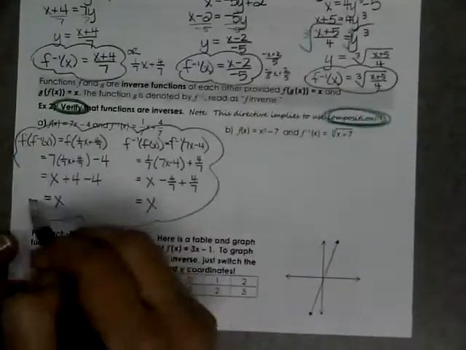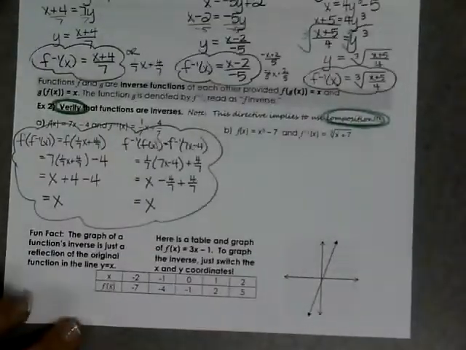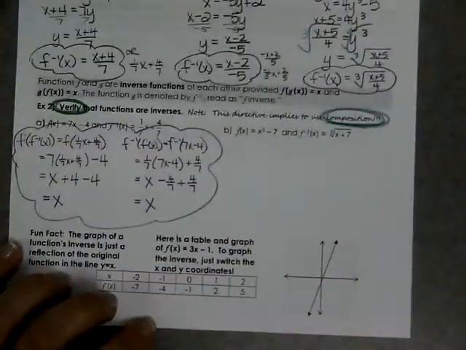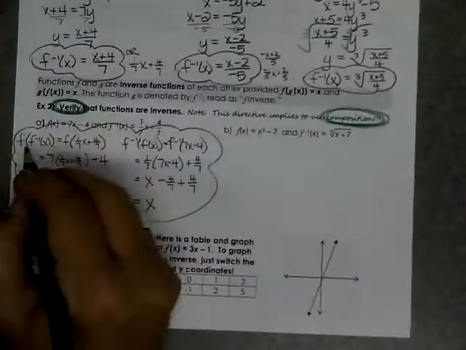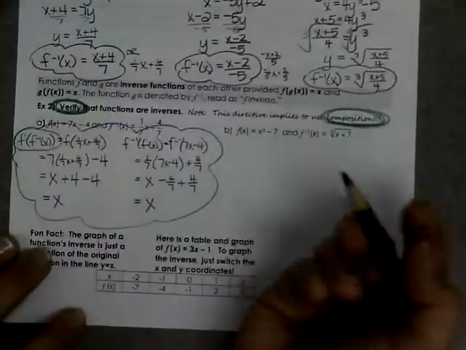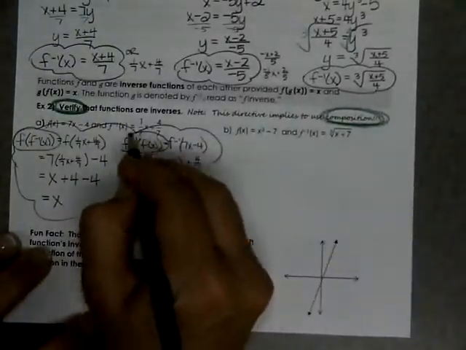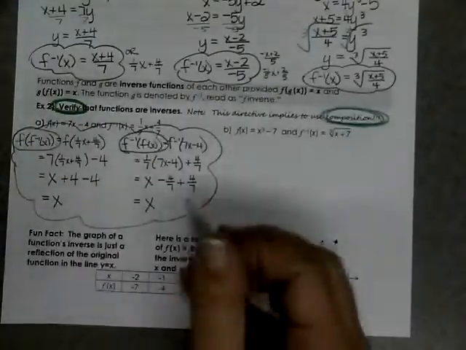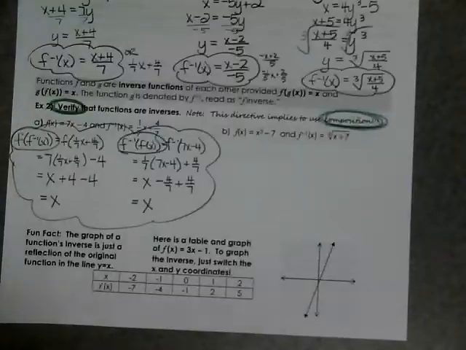So it's really this whole thing that I would box, because that whole thing is the verification that they're inverses. Okay? Please label which one is f of f inverse of x and which one is f inverse of f of x. Please label and then show the work.